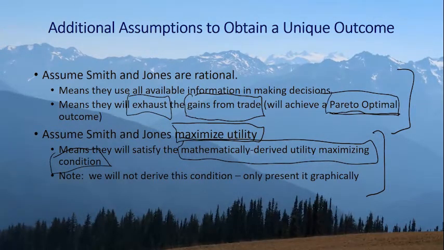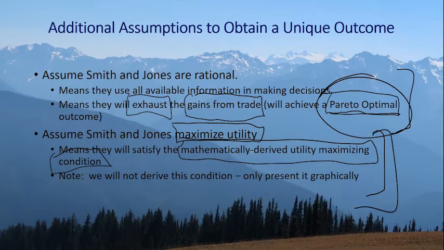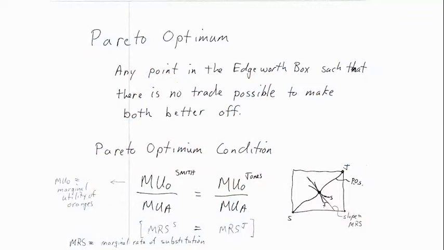And in fact, if I'm going to ask you anything, I'm more likely to ask you about Pareto optimality rather than the utility maximizing conditions. But I'm going to present both of them to you anyway. Okay, so let's go. Pareto Optimum is defined as any point in the Edgeworth box such that there is no additional trade possible that can make both individuals better off.